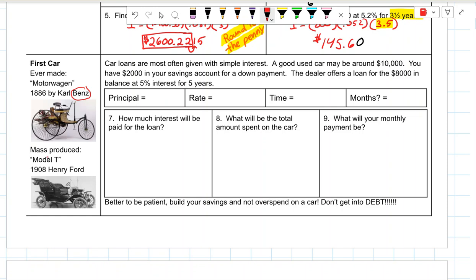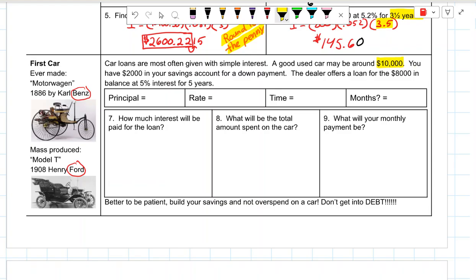Then, what was the first car mass produced? It was called the Model T in 1908 by Henry Ford. So you probably recognize this one right here. All right, let's take a look at your first car. Car loans are most often given with simple interest. A good used car may be around $10,000. Now, when we say around $10,000, you might find one for 8 or 6 or 4 or cheaper. Maybe you might find one for more. But $10,000 would be a good amount to get a really nice used car.